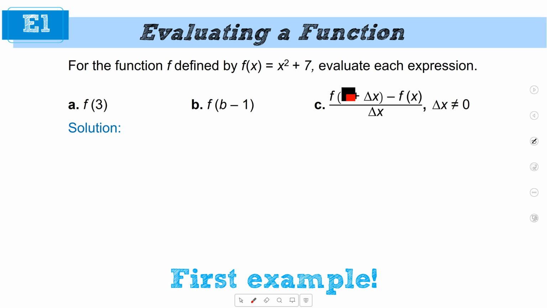What she told me before was take whatever's inside parentheses and put it into the function. So this f of x plus delta x means go to the function, wherever I see an x, put in x plus delta x. So x plus delta x, quantity squared, plus 7. Okay, that is that. Everybody with me? Awesome. Going to change colors. Minus. Get in the habit of using some parentheses or a bracket there.